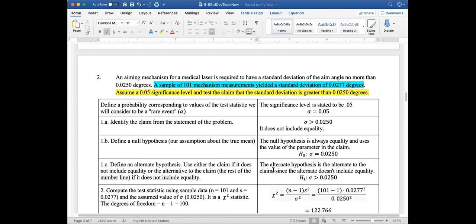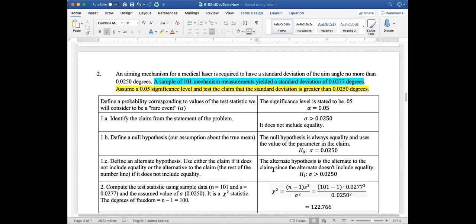An aiming mechanism for a medical laser is required to have a standard deviation of the aim angle no more than 0.0250 degrees. A sample of 101 mechanism measurements yielded a standard deviation of 0.0277 degrees. Assume a 0.05 significance level and test the claim that the standard deviation is greater than 0.0250 degrees. I've highlighted in yellow the claim information, and I've highlighted in blue the sample information.